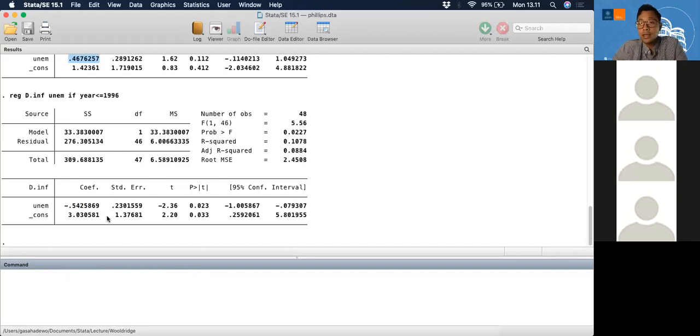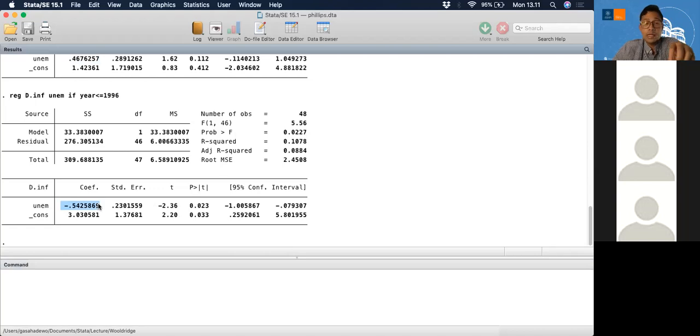Now, as you can see, after a minor tweak on the specification to include expectation of inflation, the estimated coefficient is now negative 0.542, which is quite in line with what the theory says. Furthermore, it's also statistically significant, which is quite different from the previous estimate. So what does it say? It says that, one, understanding the specification of the model is very important.